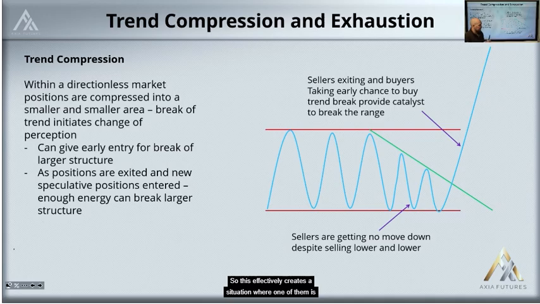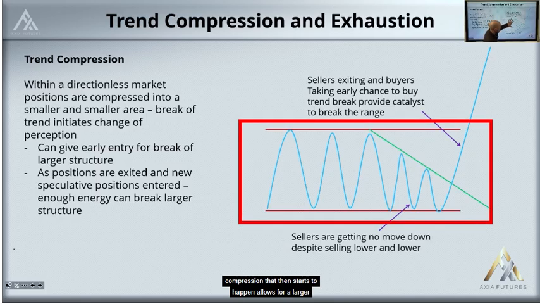So this effectively creates a situation where one of them is going to be wrong at some point soon. And when the trend breaks, that's the point where people get shown, now you're wrong. This is what then allows for that acceleration, the compression breaks out, and you get this pop of pace as people suddenly get forced out of trades. This is helpful because this can often happen in a range-bound market, and the compression that then starts to happen allows for a larger break, or it allows for you to enter ahead of the break.